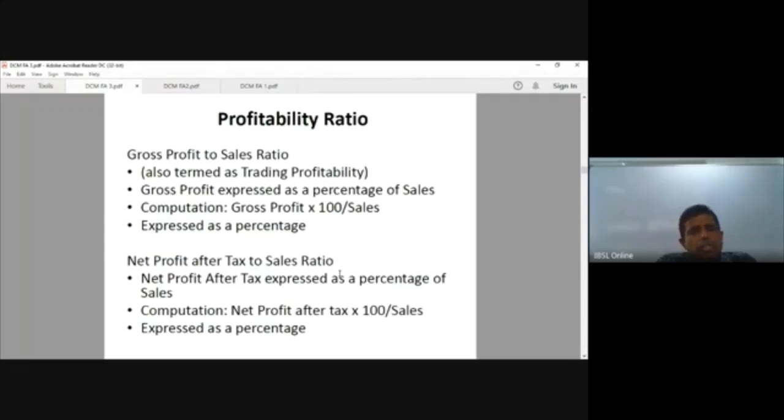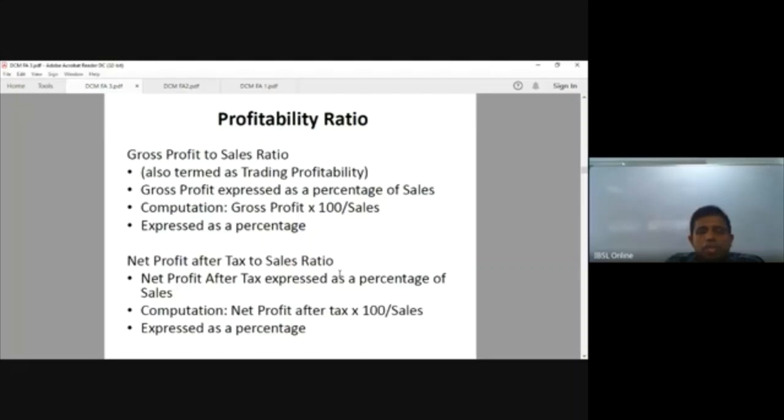First ratio is the gross profit ratio. Under the gross profit ratio, we compare gross profit to sales. Normally, we calculate this ratio as gross profit divided by sales into 100.